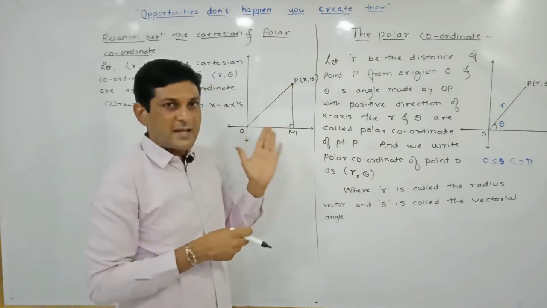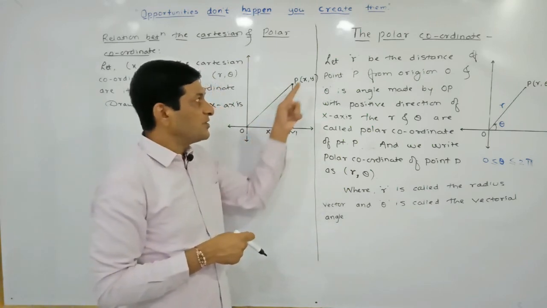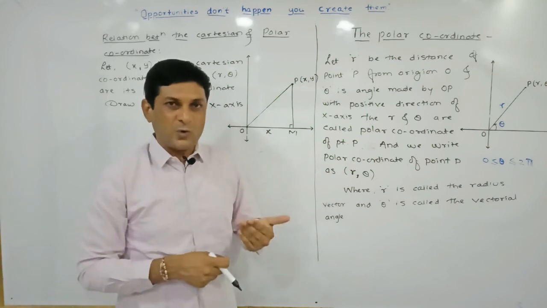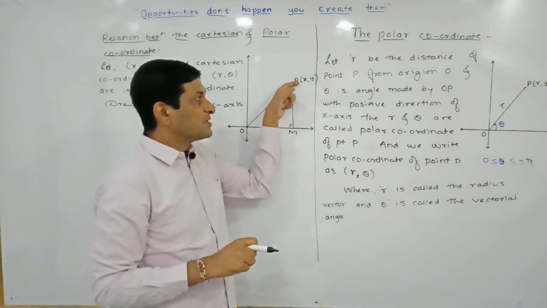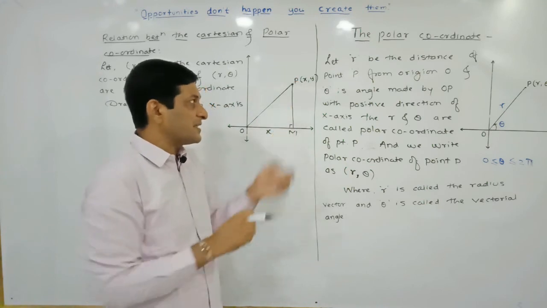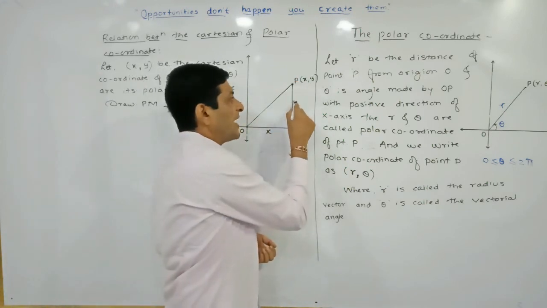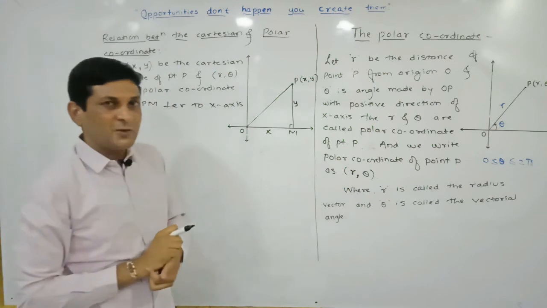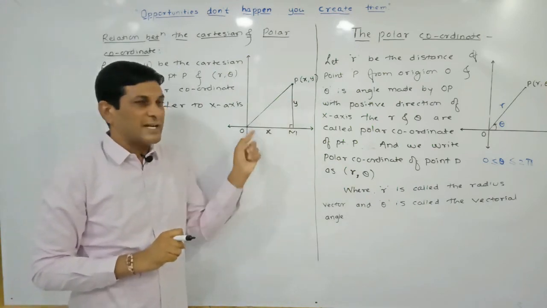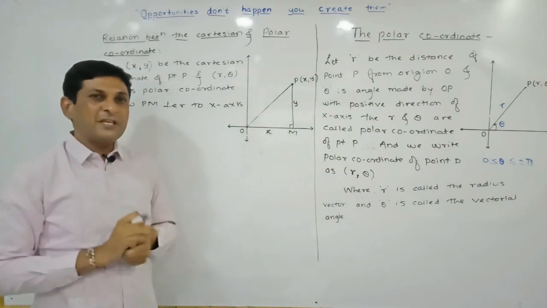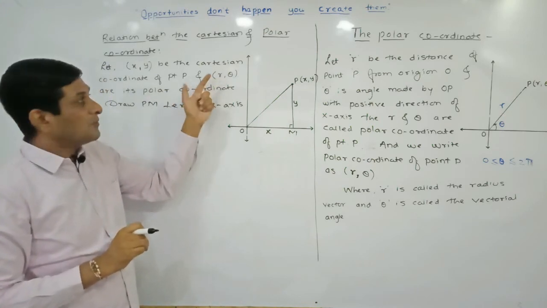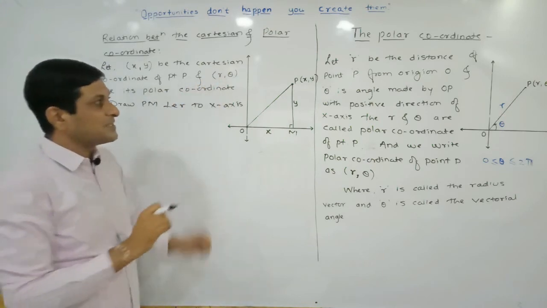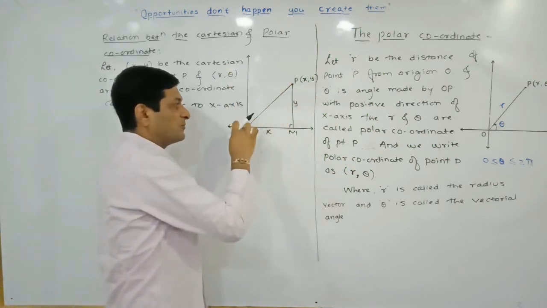In this triangle, we have got one side using the definition of the x coordinate. Now what is the definition of the y coordinate? The y coordinate is the distance of a point from the x-axis, so PM is equal to y. So from the Cartesian coordinates, we have got two sides of this triangle. Now we are making use of the polar coordinates. What does r represent? R is the distance of this point from the origin.